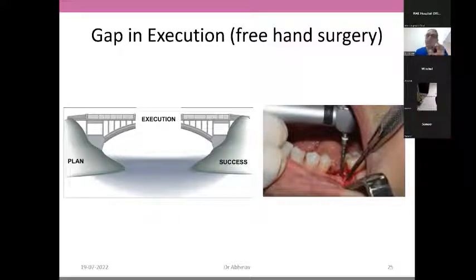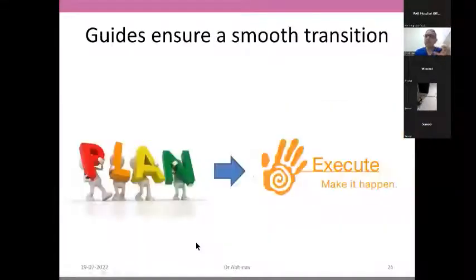So that's why execution of surgery is like a laparoscopic procedure. Some patients, even if they're in a good situation, we do not even make a cut. Not in all situations, only some. So the beauty of guides is that it gives us accurate placement from planning to execution.